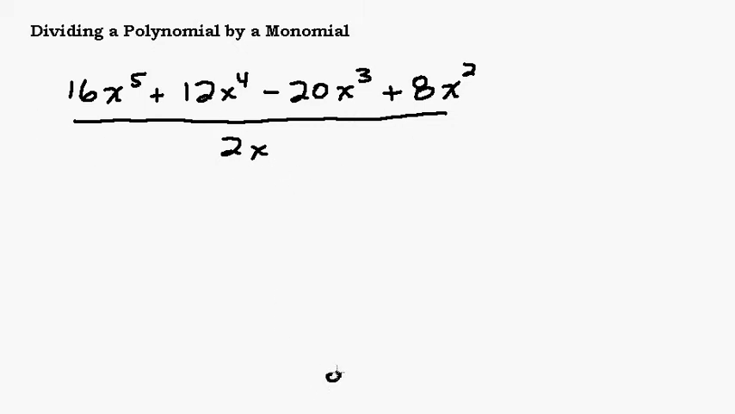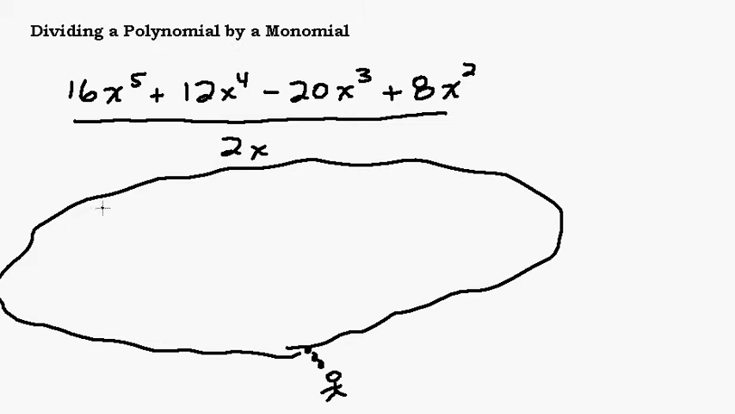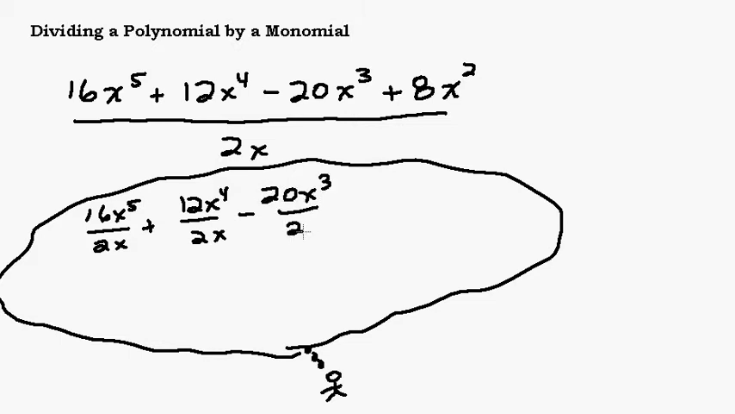So here's how we want to think about this problem. I have to take 16x to the fifth and divide it by 2x. And then I've got to take 12x to the fourth and divide it by 2x. And then I've got to take 20x to the third and divide it by 2x. And I've got to take 8x squared and divide it by 2x. Every single term by 2x. So really, you've just broken this problem down into 4 smaller problems.